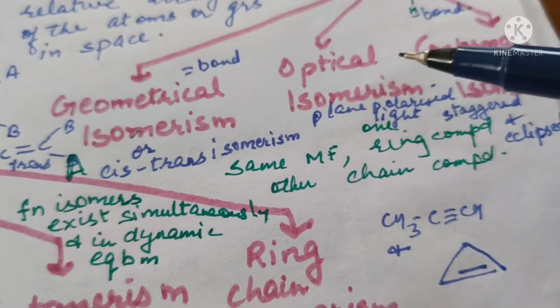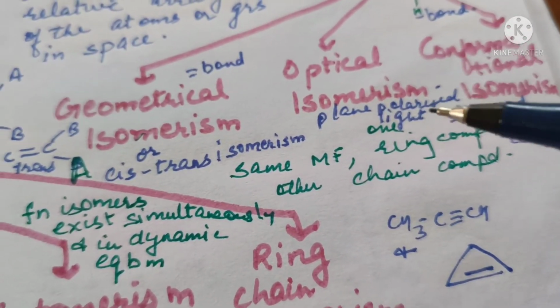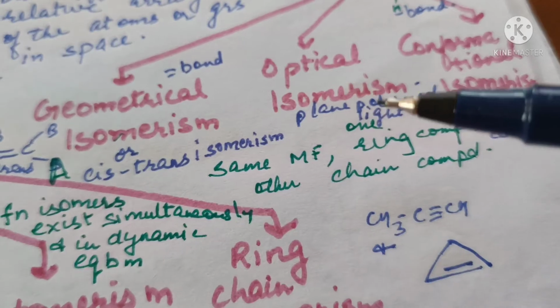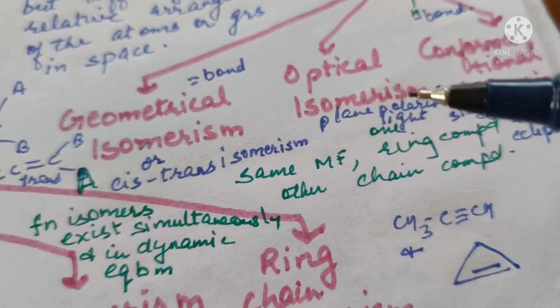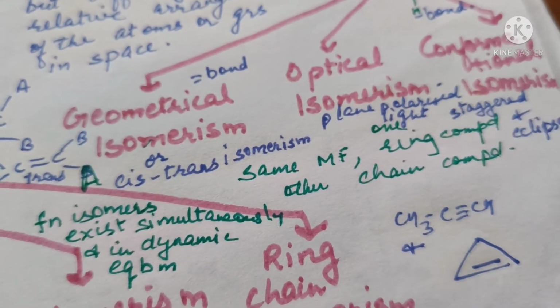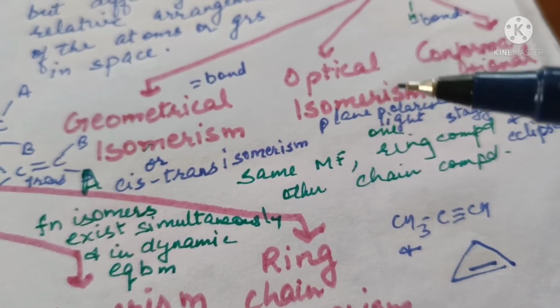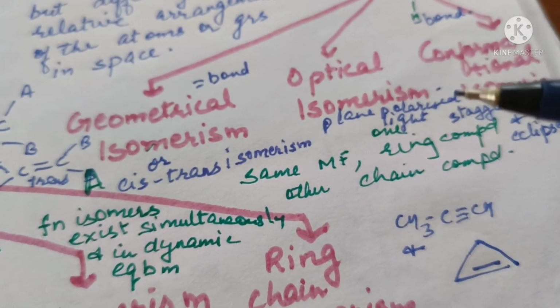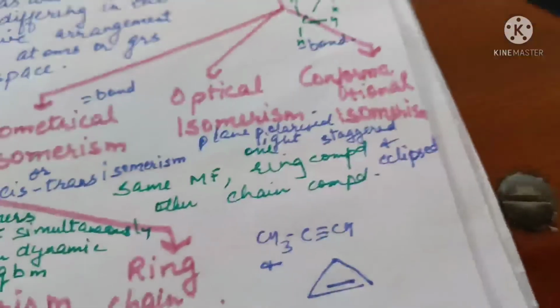Optical isomerism: the two isomers behave differently towards plane polarized light. If one compound is rotating the plane polarized light to the left, the other one is rotating the plane polarized light towards the right. More details we will cover on this topic in the next class, in +2 class.